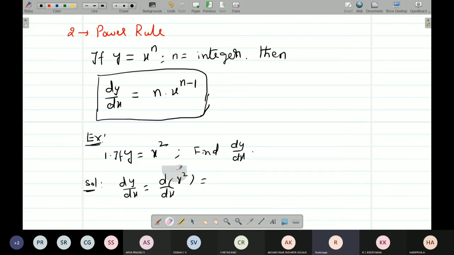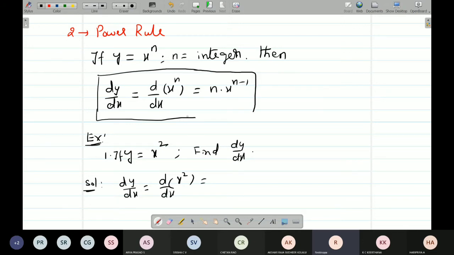Here, one more way you can write this formula, the rule also. dy by dx can be expressed as d by dx of y, which is x power n. So d by dx of x power n is equal to n into x power n minus 1. This is how you have to write it. In the same way, it is d by dx of x power 2. In place of n, we have 2. So keep 2 in place of n here also, into x power n minus 1, with n as 2, so 2 minus 1. It is equal to 2 into x, since 2 minus 1 is 1. So 2 into x power 1, or simply 2x. So the differentiation of x square is 2x.